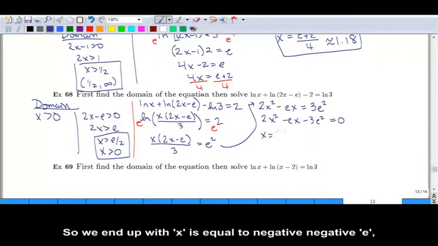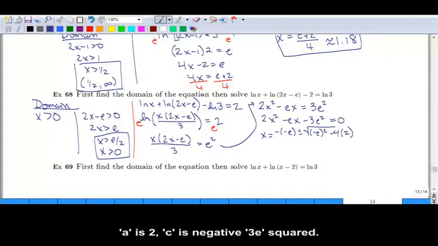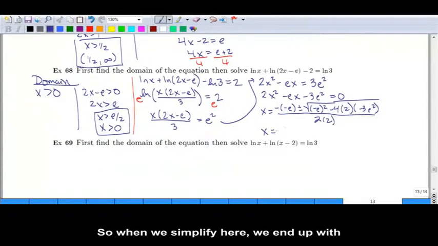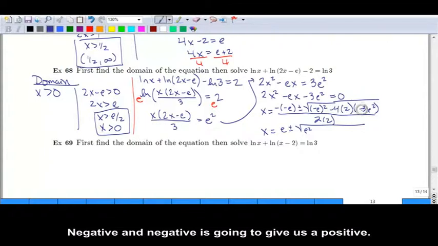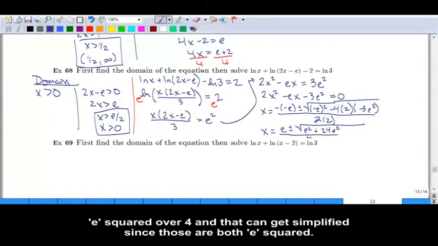So we end up with x is equal to negative e plus or minus the square root of negative e squared minus 4, a is 2, c is negative 3e squared, all divided by 2 times 2. So when we simplify here, we end up with positive e plus or minus the square root of e squared. Negative and negative is going to give us a positive. We got 4 times 2 is 8 times 3 is 24 e squared over 4.